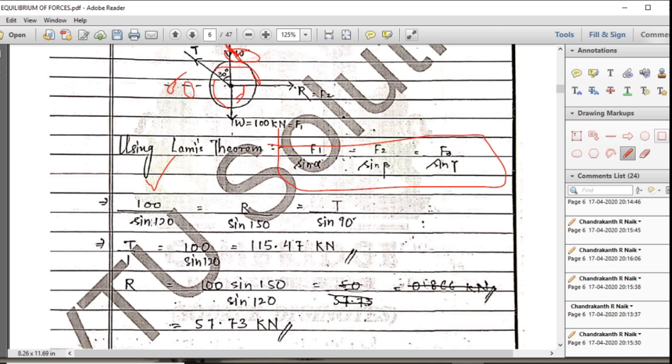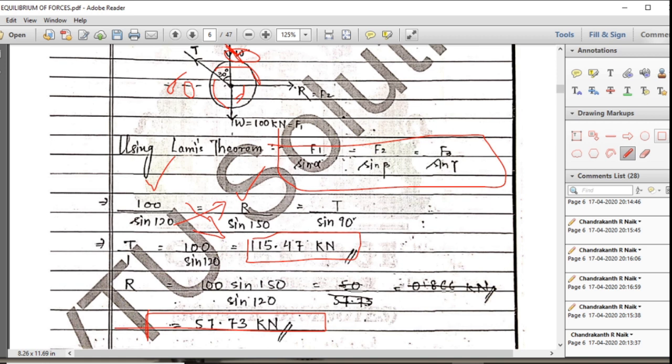So consider any two: 100 by sine 120 is equal to T by sine 90. So we can find T is equal to 100 by sine 120, because sine 90 is 1. So T we can calculate, that is 115.47 kilonewton. Once we got T, substitute in any of the two equations to find R. So R is equal to 100 sine 150 by sine 120. So R is equal to 57.73 kilonewton.